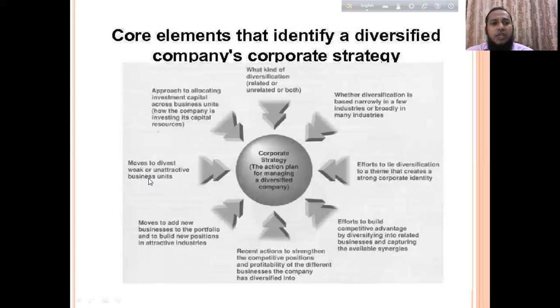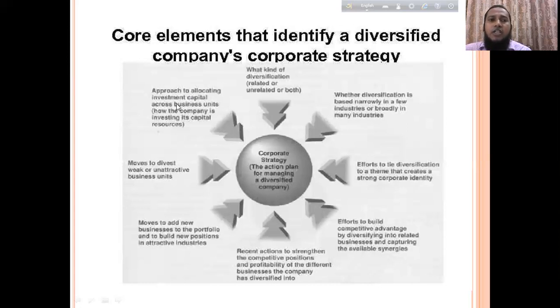Move to divest weak or unattractive business units. Diversified companies obviously involve so many businesses or industries, but in real life, not all the businesses and industries will be profitable. Some will be highly profitable, some moderately profitable, and some will not be able to generate any sort of profit for the business organization. In that sense, the top level managers must divest from those sectors from which they can't generate any profit, and they will divest from the unattractive business units.